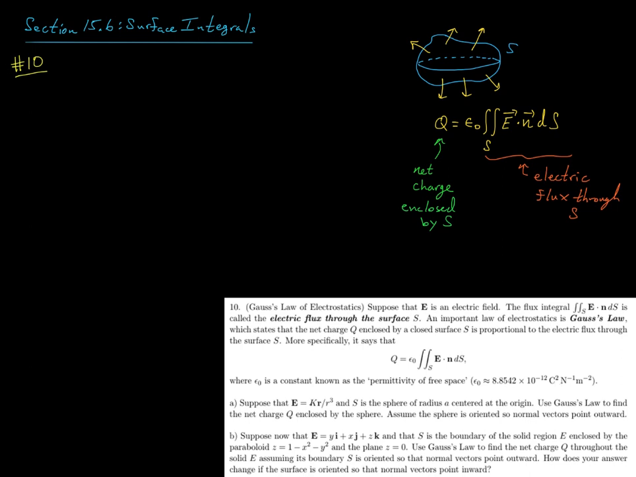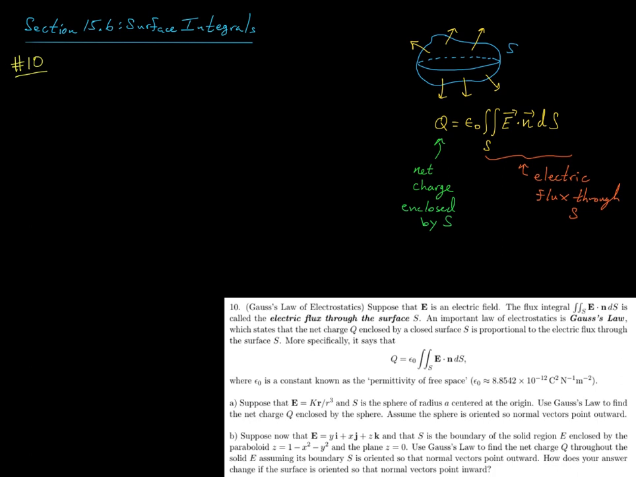All right, so part A says suppose that the electric field here is this radial field that satisfies the inverse square law. It's the same field we looked at in the last video, and our surface S is the same surface as in the last video. It's the sphere of radius a centered at the origin. So our job is to use Gauss's law to find the net charge Q enclosed by the sphere. And again, the sphere is oriented so normal vectors point outward.